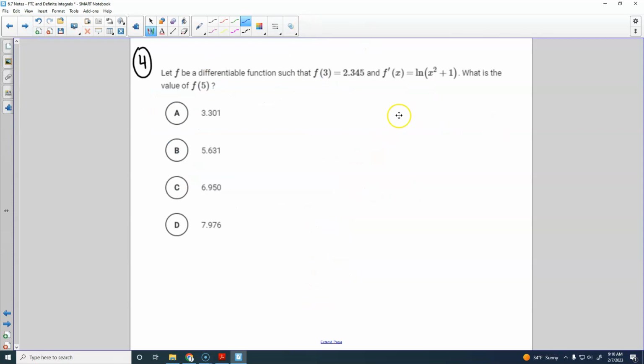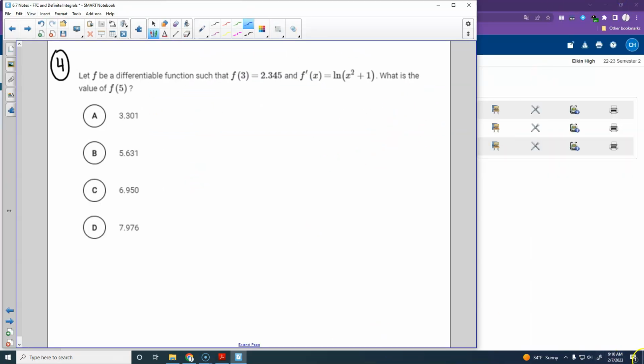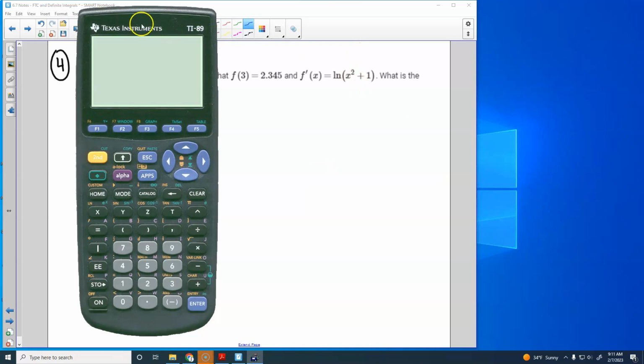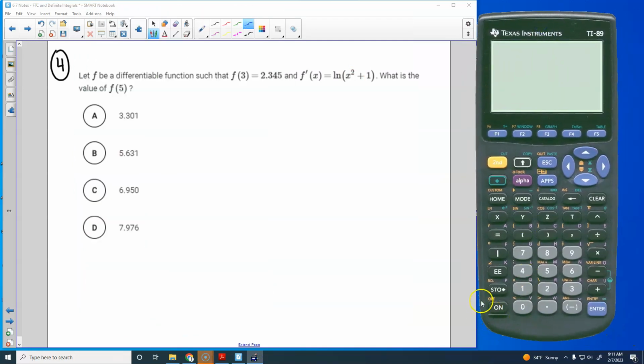All right, so let's look at this. This is calculator active, so grab your calculator for this. So today, we might actually need to do this on the calculator. Okay, so f is a differentiable function. F of 3 is 2.345. It gives us the equation for f prime. Then it asks us for f of 5.